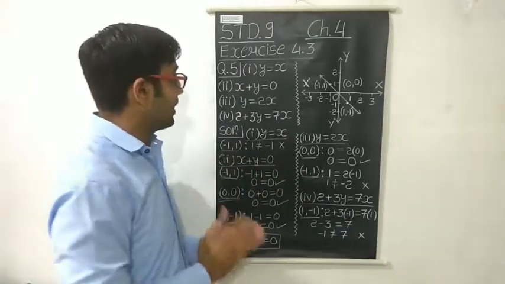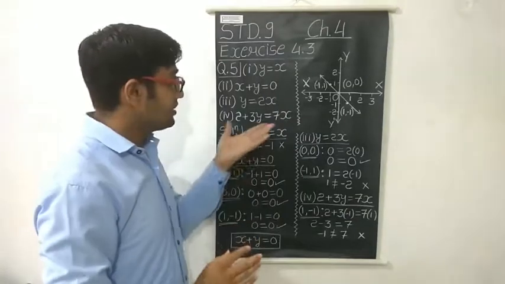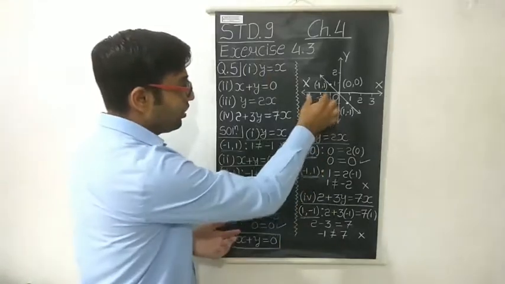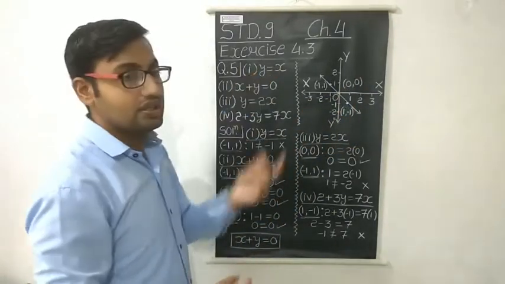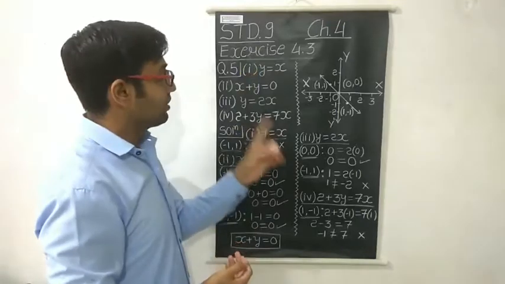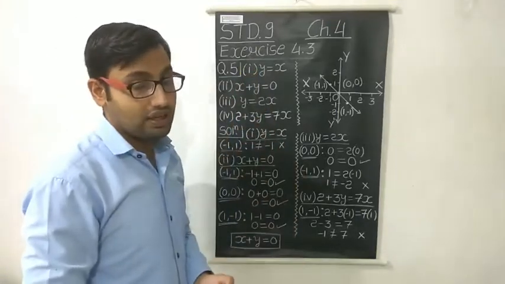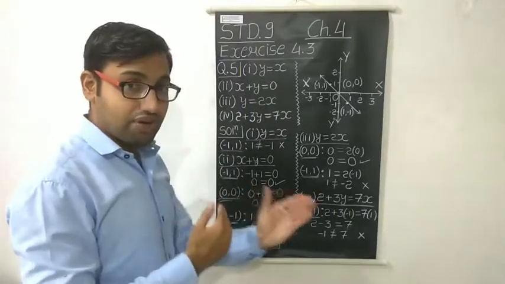Suppose we consider that y equals x is the equation of this line. Then all the 3 points, if we put their values in this equation, will satisfy it. Understand how we can solve this? Okay. So let us check one by one.